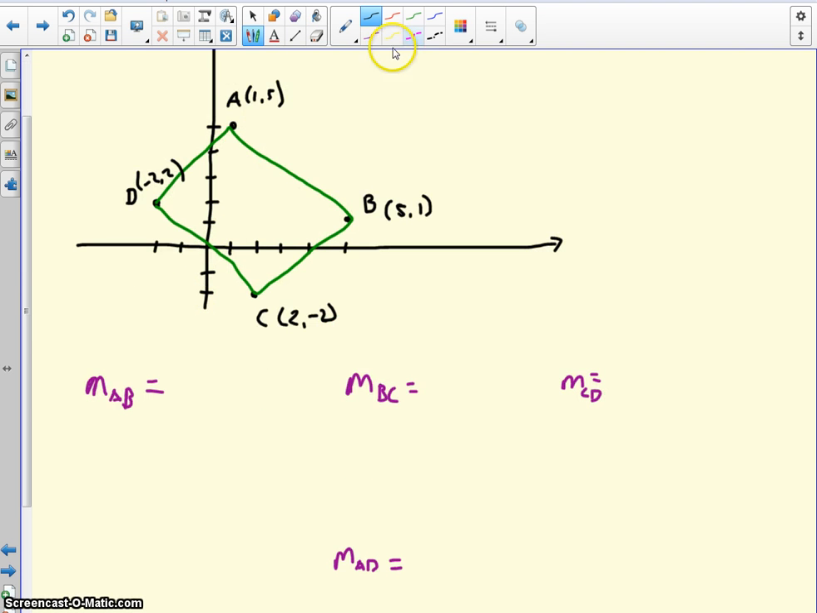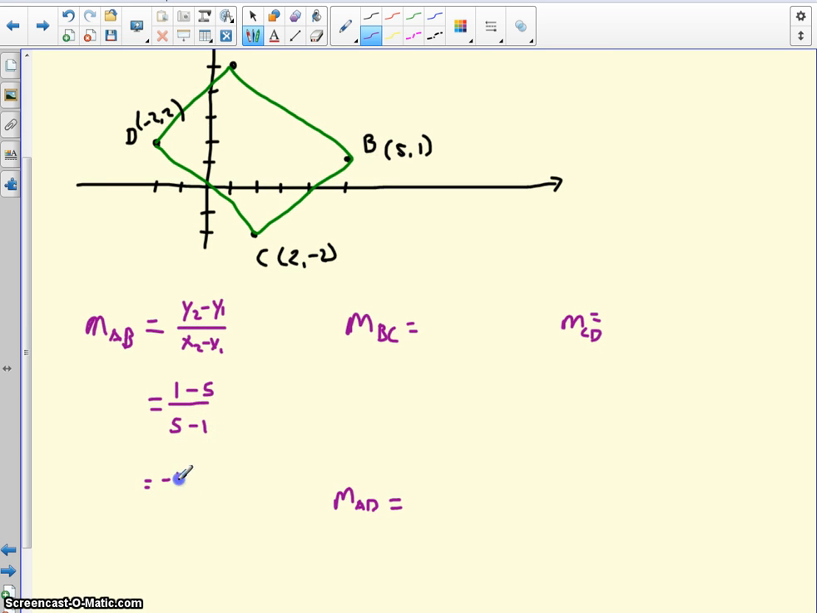So if I'm going to find the slope between A and B, remember slope is rise over run. So y2 minus y1 will be 1 minus 5. Taking the y values of the 2 points, subtracting them, in the same order, I subtract the x values. So 1 minus 5 over 5 minus 1. That gives me a slope of negative 4 over 4, which reduces to negative 1. Okay, that's the slope of one side. I want you to calculate the slopes of all the other sides. Do that on your own, push play when you're ready to go through the answers together.